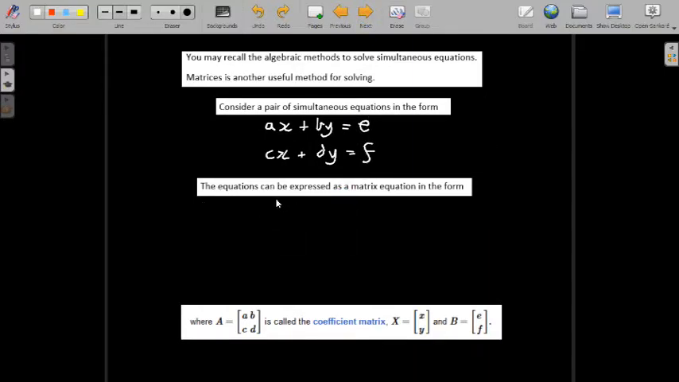So the equations can be expressed as a matrix equation in the form AX equals B. We say matrix A will be the coefficients on the left-hand side. So that'll be a, b, c, and d. And this is called the coefficient matrix. So a, b, c, and d are the coefficients next to the x's and y's.